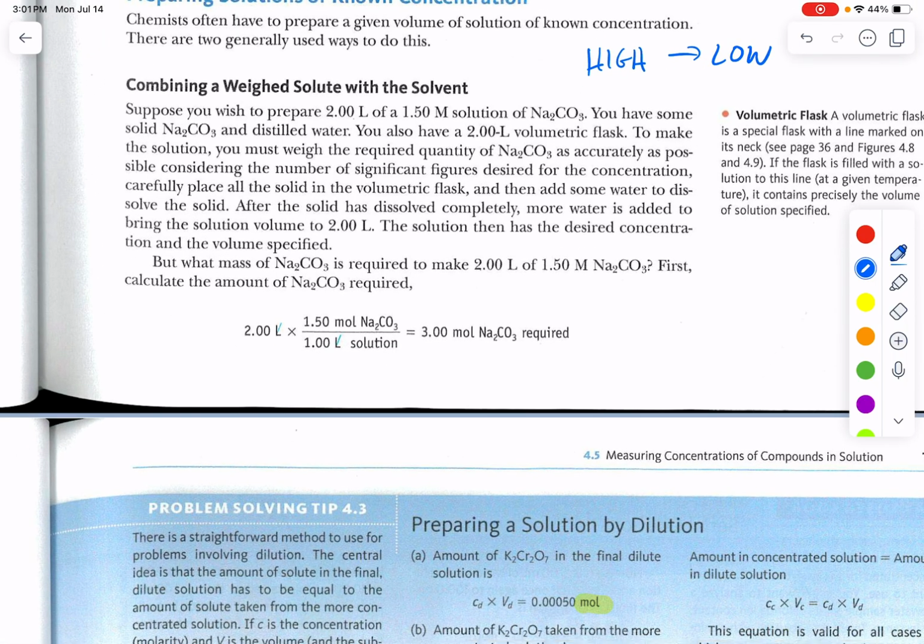So when we do problems like this, and in this particular example, the goal is to make 2 liters of 1.5 molar sodium carbonate. We want to make 2 liters of 1.5 moles of sodium carbonate.